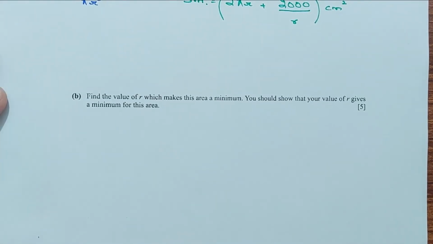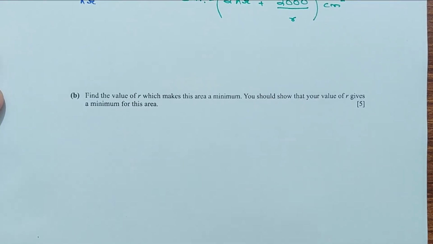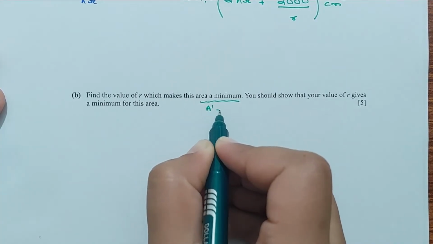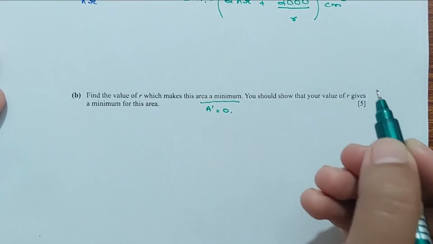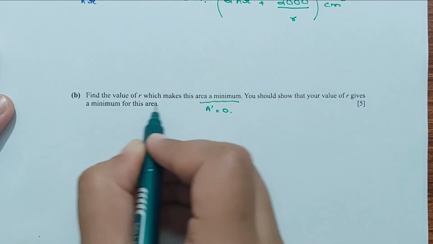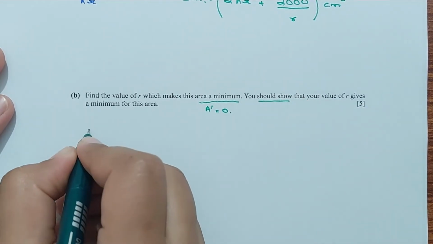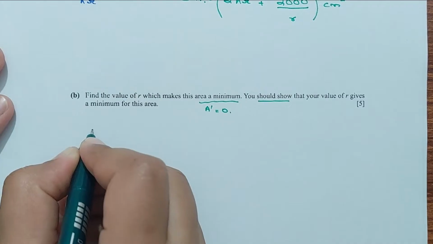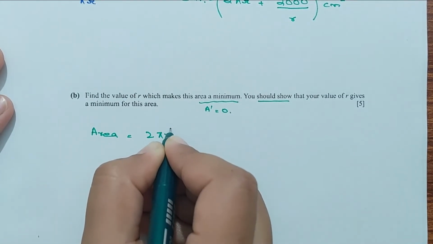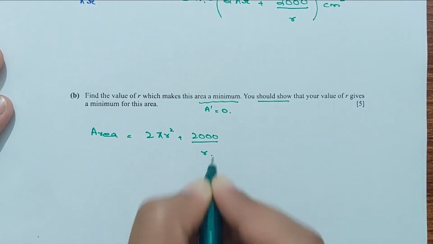Right, now for part B, find the value of r which makes this area a minimum. The area is minimum, it means the derivative of area should be equal to 0, and we have to solve for r. You should show that your value of r gives a minimum of this area. We have to show that as well, right? So first we have to differentiate the surface area, right? The surface area we have given is 2 pi r square plus 2000 over r, right?